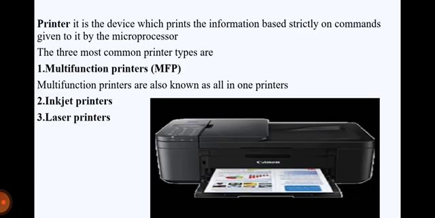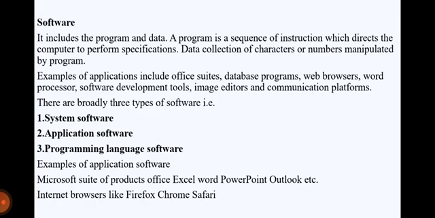Next part is printer. It is the device which prints the information based strictly on commands given to it by the microprocessor. The three most common printer types are multifunction printers, MFP. Multifunction printers are also known as all-in-one printers. Second type is inkjet printers and third one is laser printers.